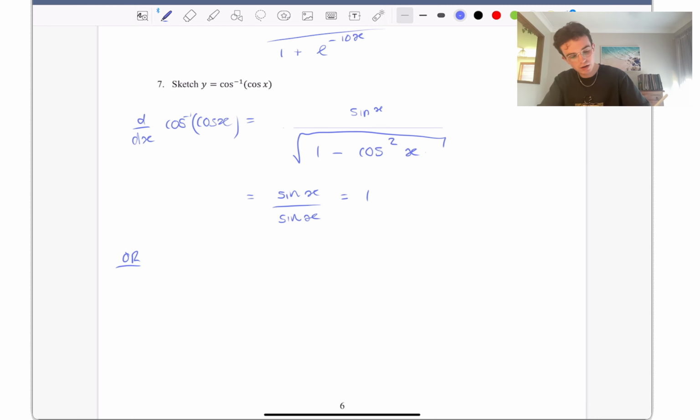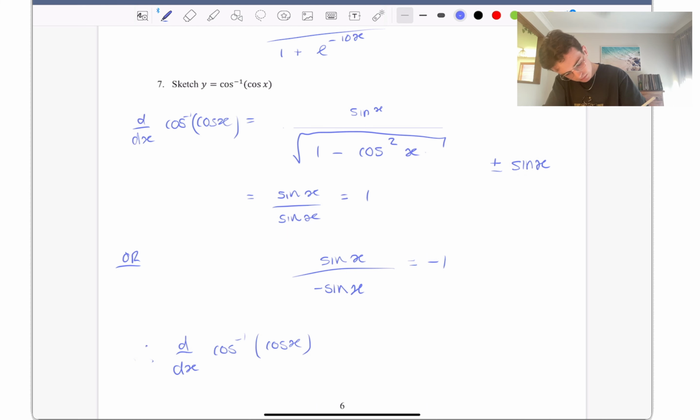So this could also have been sine of x over minus sine of x. The square root of sine squared of x is plus or minus sine of x. So this could have been minus sine of x on the bottom, which gives us minus 1. So therefore, d by dx of cos inverse of cos of x is plus or minus 1. Now we're thinking, how can I have two constants as my differentiation? That doesn't really make any sense. Because of that, we're a bit stuck.